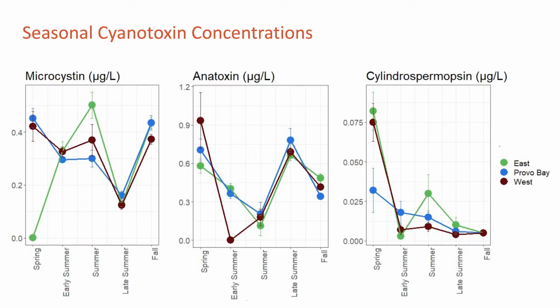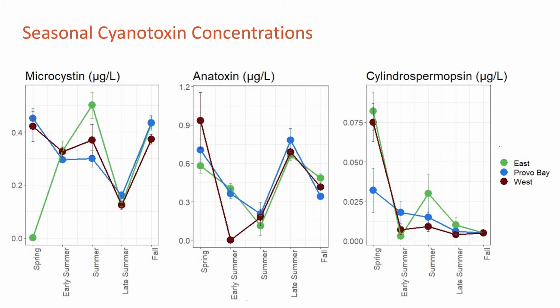Now, how does this relate to toxin concentrations? Well, it's pretty complicated. So you can see here in the east for microcystin, there's a peak in the summer month that corresponds to a peak in phycocyanin concentrations in the east.